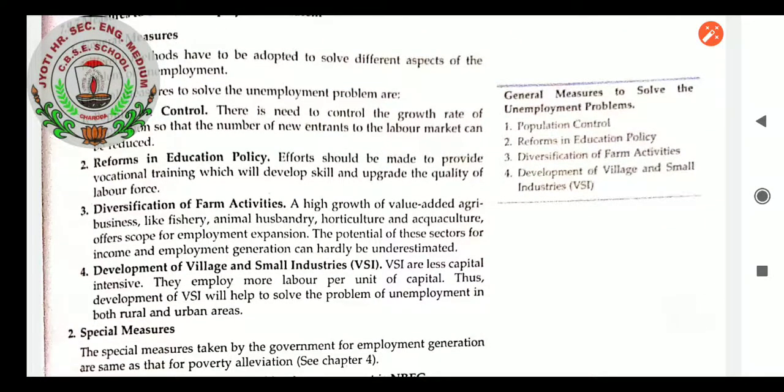Diversification of farm activities. A high growth of value-added agriculture business like fishery, animal husbandry, horticulture and aquaculture offers scope for employment expansion. The potential of these sectors for income and employment generation can hardly be underestimated. So there is diversification of many farm activities. Farmers who knew only one activity can now do fishery and animal husbandry parallelly with agriculture, so that the seasonal unemployment problem which we have learned about can be stopped. People can get jobs the whole year round. So that can be done.